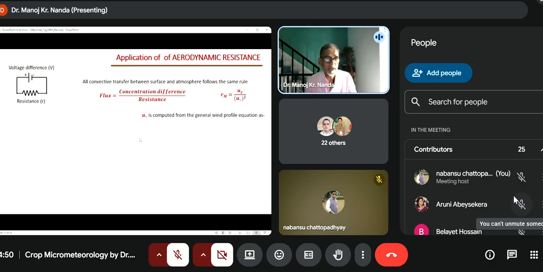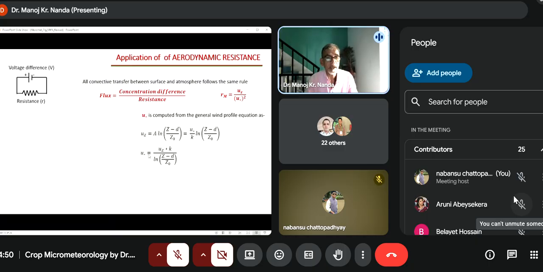Now coming to the application of aerodynamic resistance, this same thing I'm putting here. This is a generalized flux equation. So u star is computed. How u star is computed, that is important. uz is something you are measuring, taking measurement at the field. Then how is u star computed? U star is computed from this equation, that is a generalized wind profile equation.